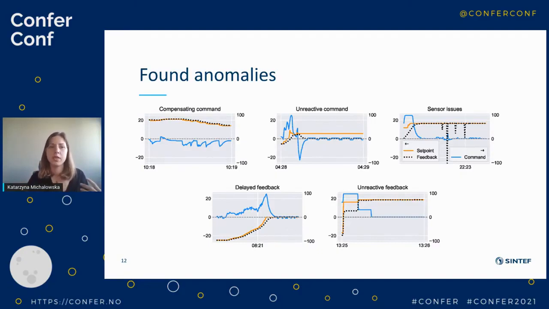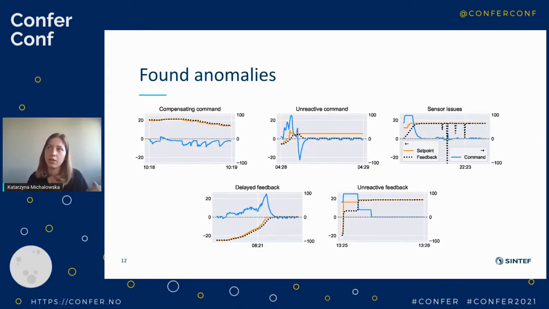So the first one was the compensating command, in which the command given to move the blades was relatively high to achieve the same change in the pitch. The second one was unreactive command, when although the feedback was deviating from the desired pitch, so the set point, no command was given, and so nothing was reacting to it. The pitch was not adjusting.